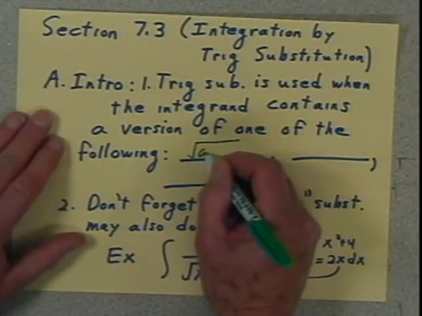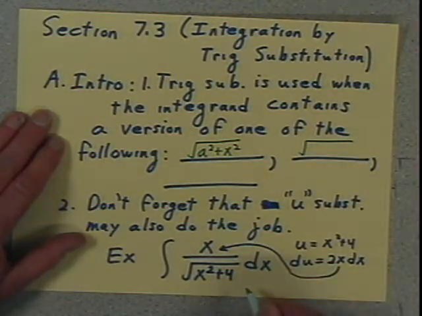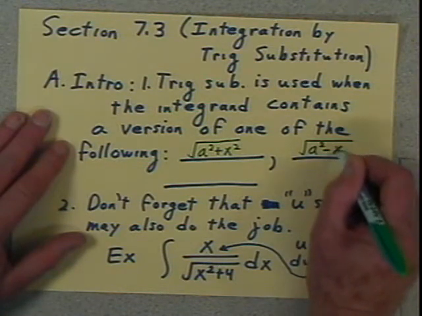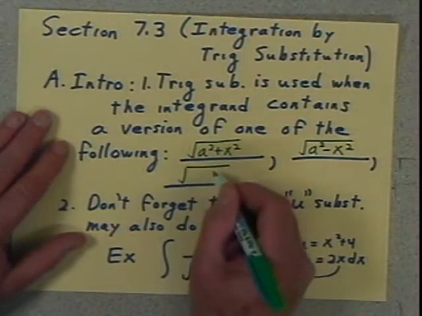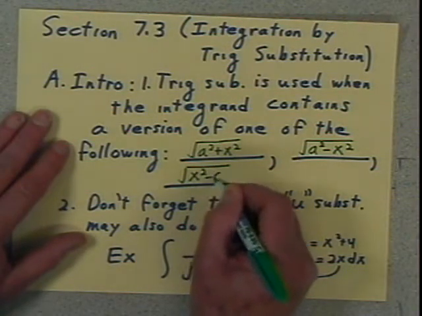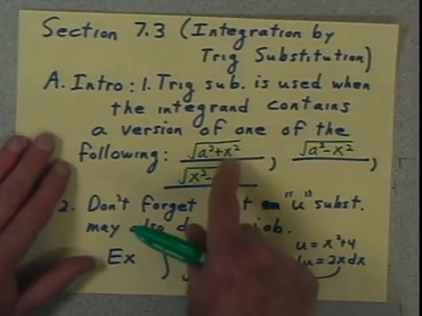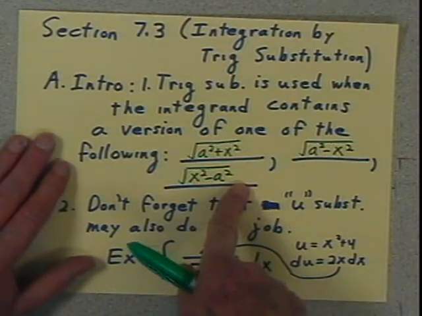One was the square root of a constant squared plus x squared, another was the square root of a constant squared minus x squared, or the square root of x squared minus some constant squared. I mentioned earlier that when it comes to trig sub, it's fairly obvious when to use it, because the integrand has to have some version of one of these. Now, it can be a little bit disguised.